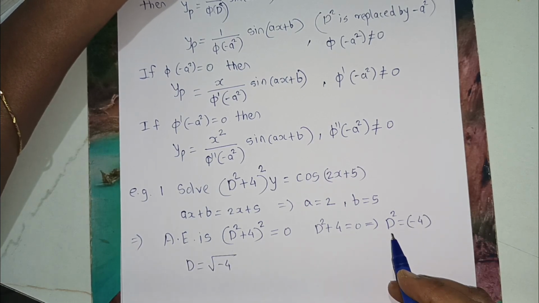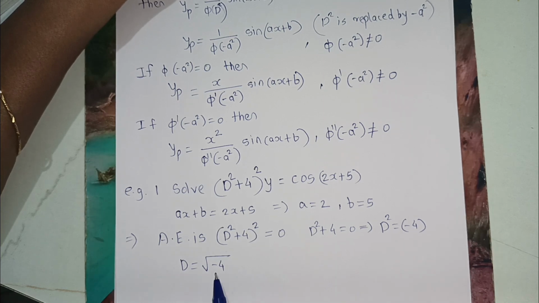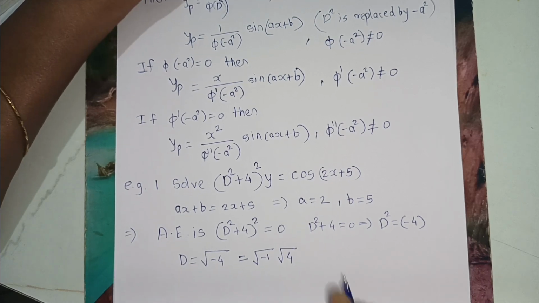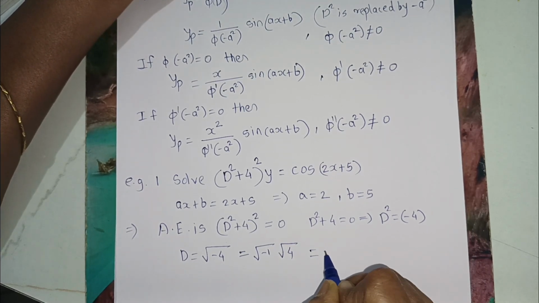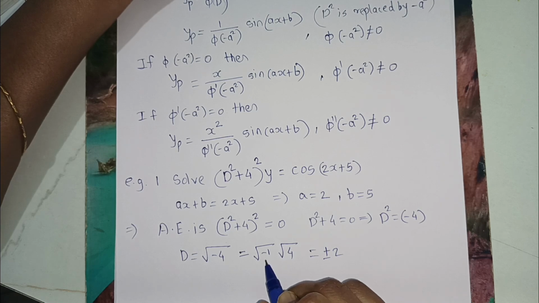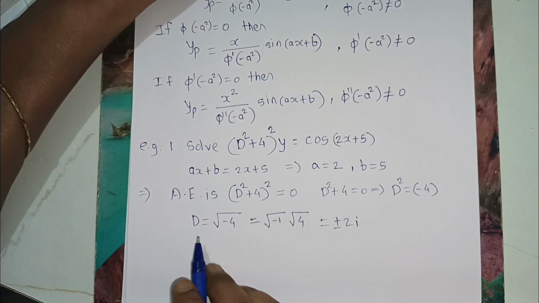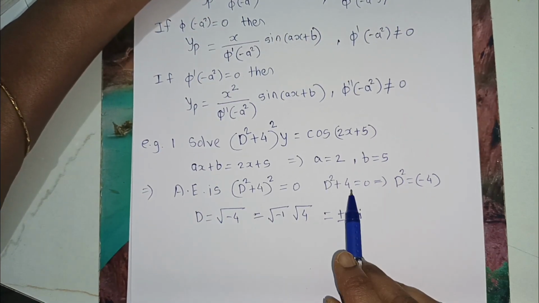We know that the square of every real number is always greater than or equal to 0. You have under root of a negative number, that means the roots must be imaginary. So under root minus 4 can be written as under root minus 1 into under root 4. Under root 4 is plus minus 2 and under root minus 1 is plus minus iota. So combining both, you will have plus minus 2i as the root of the equation D square plus 4 is equal to 0.